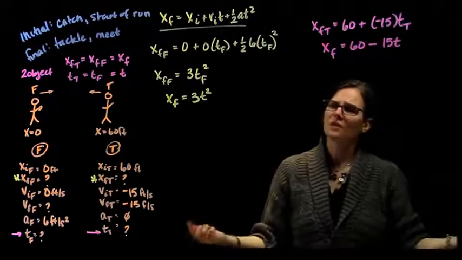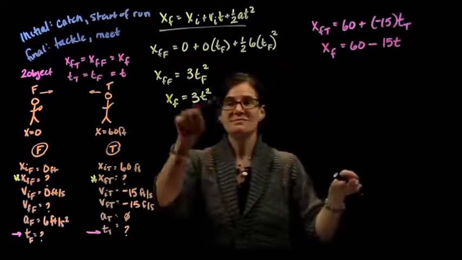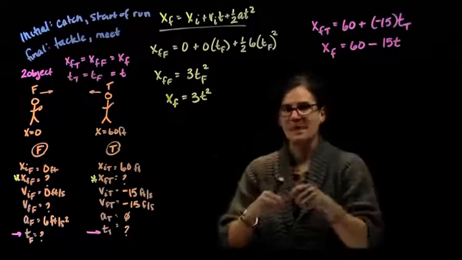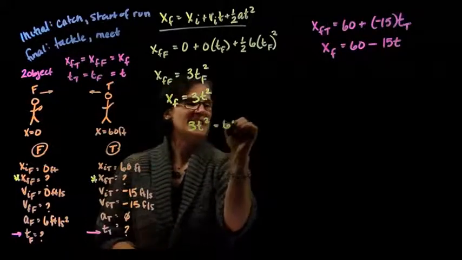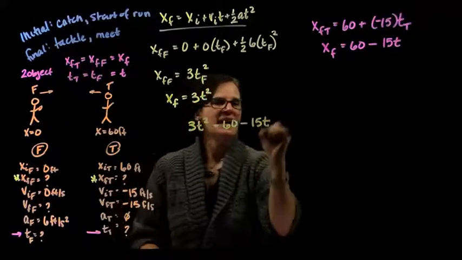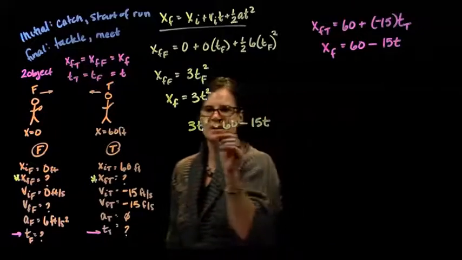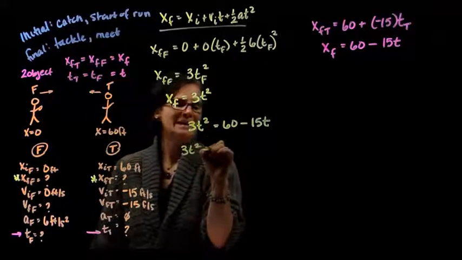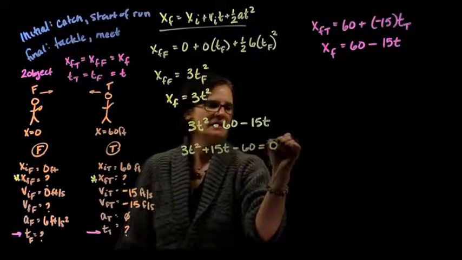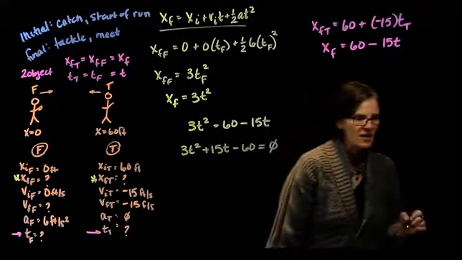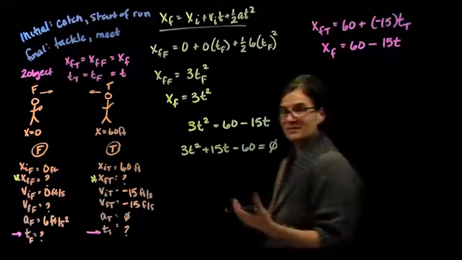And there's lots of different ways you can solve simultaneous equations. I personally like setting them equal to each other. So here I have x final, here I have x final. Let's set them equal to each other. So 3t squared equals 60 minus 15t. And I'm going to rearrange this so that it looks like a quadratic equation. I end up with 3t squared plus 15t minus 60 equals 0.